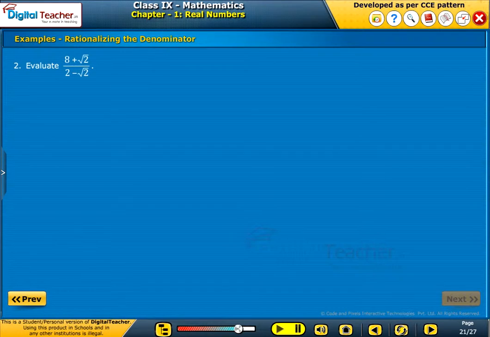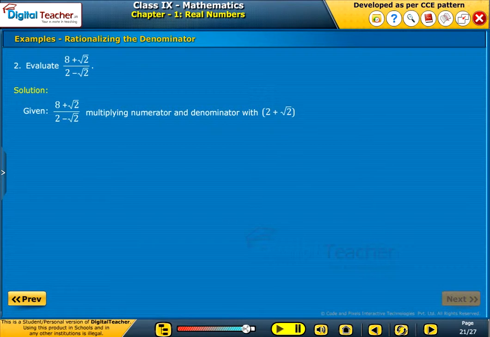Evaluate 8 plus root 2 by 2 minus root 2. Solution. For the given expression, multiplying numerator and denominator with 2 plus root 2. We get as follows.